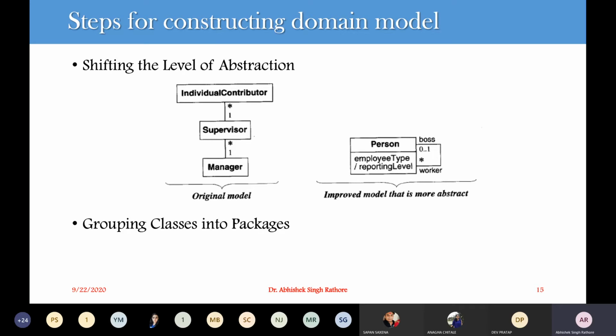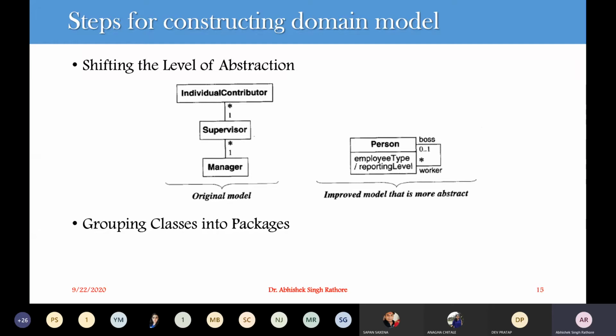Now the next step, and these are the two final steps we have to go through for constructing your domain model. The second last step is shifting the level of abstraction. This is considered to be a major problem for constructing your domain model.